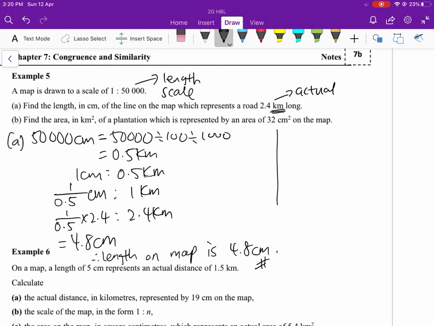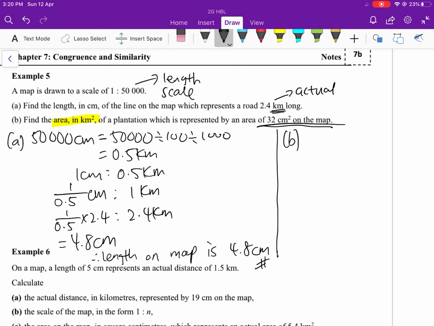So now let's take a look at part B. Part B says find the actual area in km square of a plantation, which is represented by an area of 32 cm square on the map. So you're given on the map, I want you to find the actual area. Here we're looking at area. So you should ask yourself in an exam, what information do you need? You will require area scale.